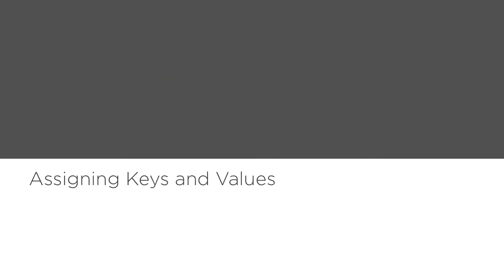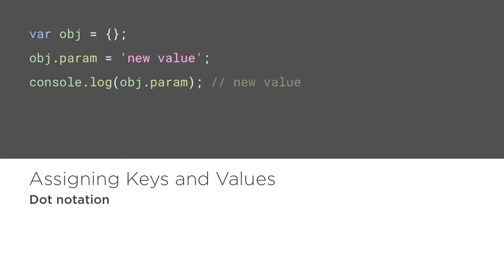Now that we have objects, we need to assign some keys and some values to those objects. The first way is to use dot notation. So in this case, I create an empty object using the curly braces, and then I add object.param. Using the dot notation, I can add a parameter and assign that, in this case, new value. So I'm assigning a string to a parameter using dot notation. And then using dot notation, again, I can get access to that.